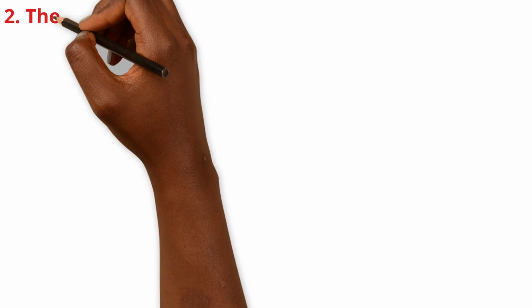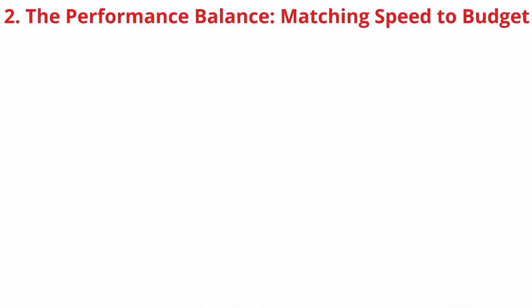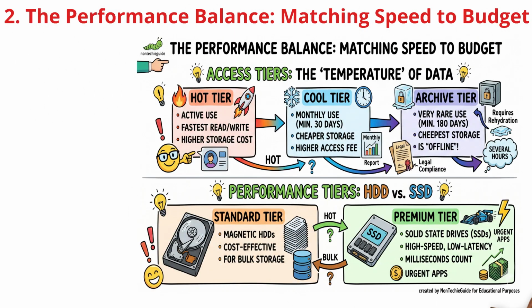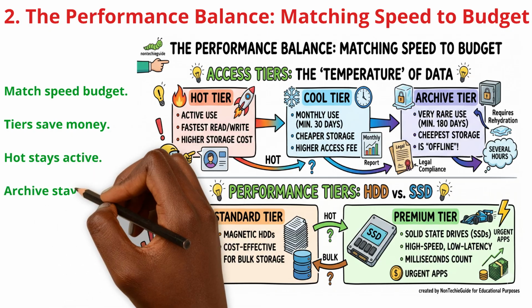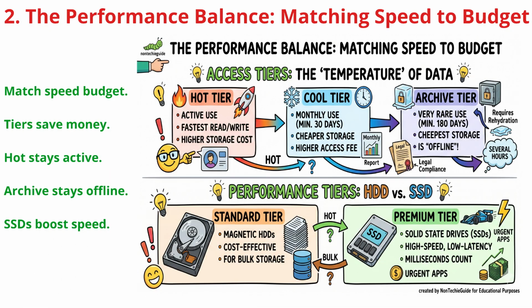In the world of cloud storage, we balance performance against your budget by looking at the temperature of your data. For your most active information, like profile pictures you need instantly, there is the hot tier. It's fast but has higher storage costs. If you only need data once a month, like for reports, the cool tier saves you money on storage while keeping everything ready to go.